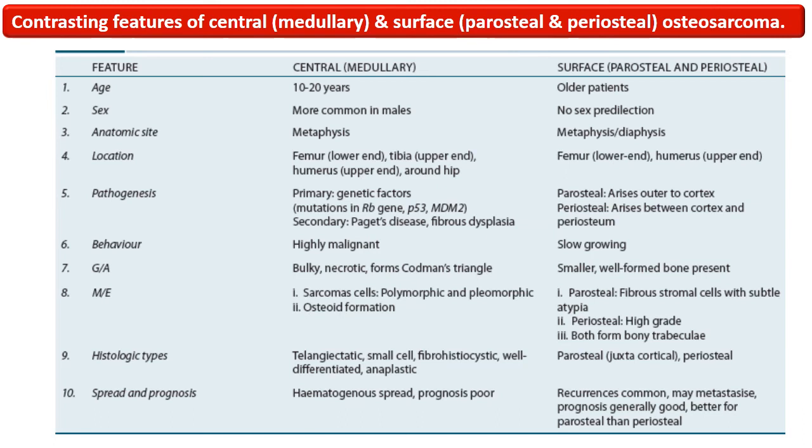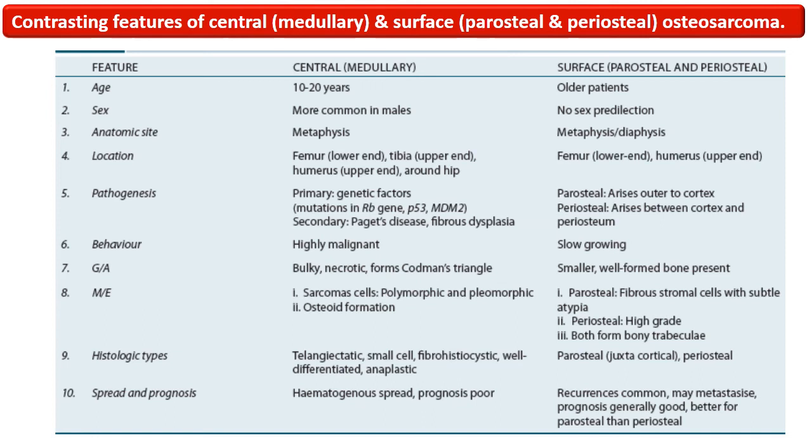The central variety of the osteosarcoma is highly malignant, while the parosteal and periosteal varieties are slow growing. On gross examination, the central one is bulky, necrotic, and forms Codman's triangle, but the surface osteosarcoma is smaller and well formed, and Codman triangle is not usually formed.